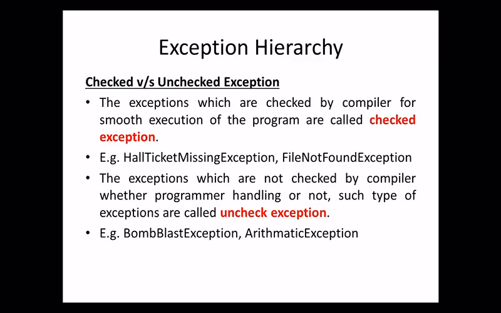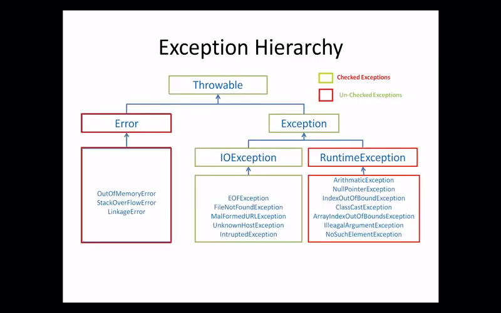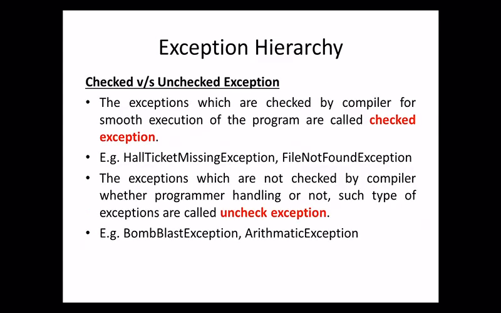Now, as we had seen in this figure, two terms are given: checked exception and unchecked exception. That is a very important point for this exception chapter. So, checked exception versus unchecked exception. What is a checked exception? The exceptions which are checked by the compiler for smooth execution of the program are called checked exceptions. What is the meaning of that?